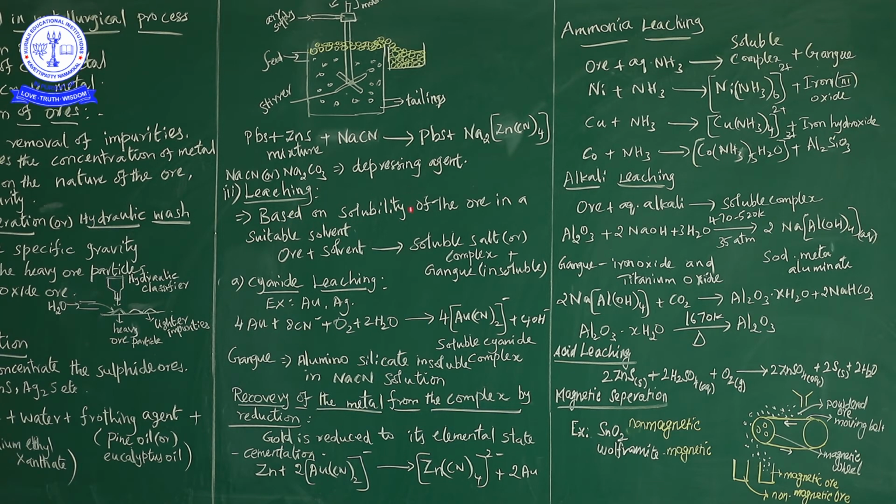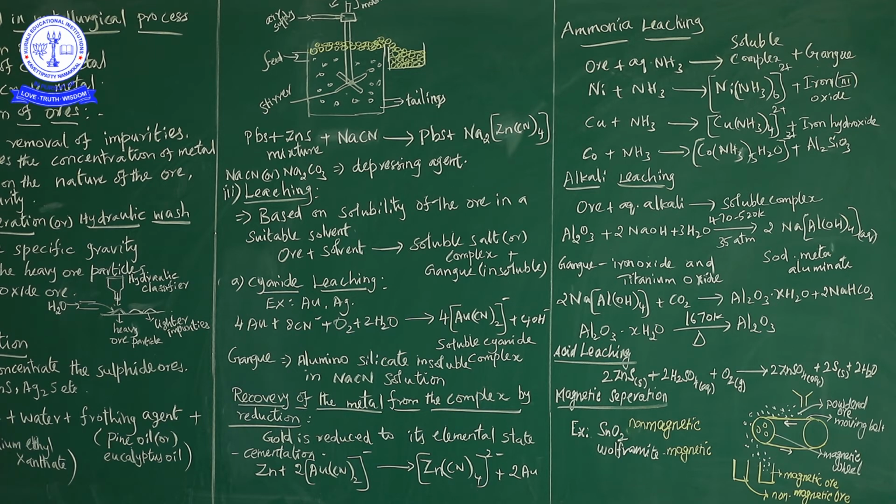Leaching is based on the solubility of the ore in a suitable solvent. An ore is soluble only in a particular solvent. Some are soluble in water, some in sodium cyanide solution or sodium carbonate solution, and some in alkali solution, acid solution or ammonia solution. Depending on which solvent the ore is soluble in, we select the leaching process.